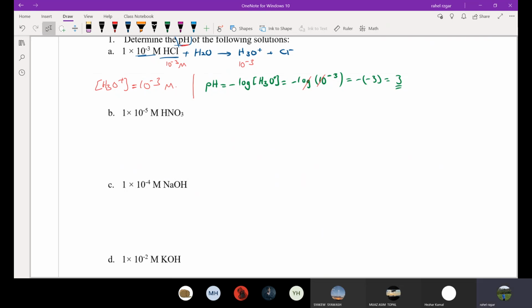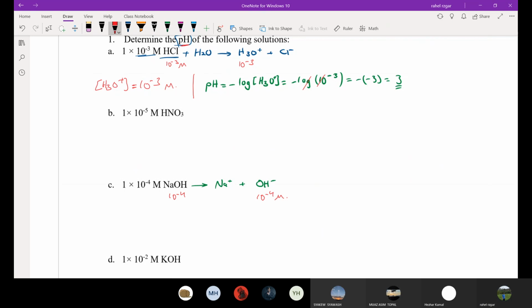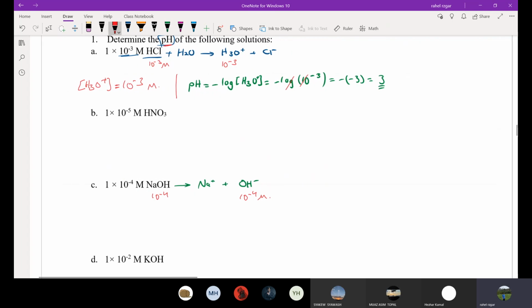Okay. C. This time, this one is NaOH. Please pay attention to this one very carefully. Then it becomes Na and OH. Then if concentration of NaOH is 10 to the power of -4, then OH is also 10 to the power of -4 molar. There are two ways to solve this type of question to find pH.